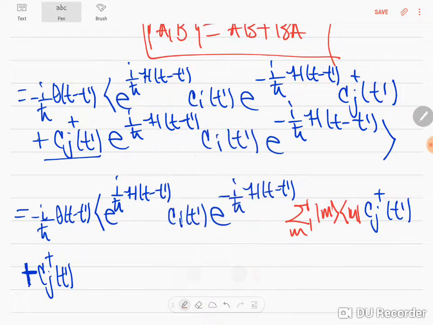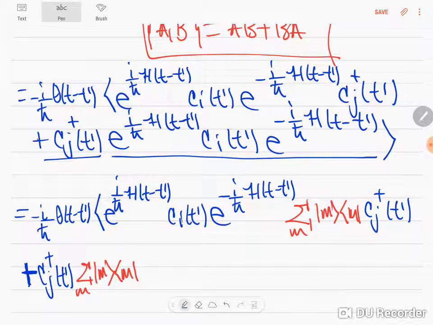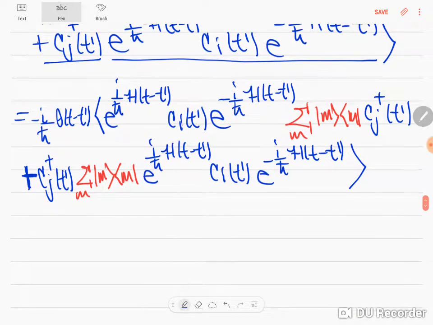In red again we introduce the completeness relation, summation over m of ket times bra, and then we continue with the rest of the terms inside the expectation value, which is e to the i over h bar H times t minus t prime, times c_i of t prime, times e to the minus i over h bar H times t minus t prime, and then we close here.